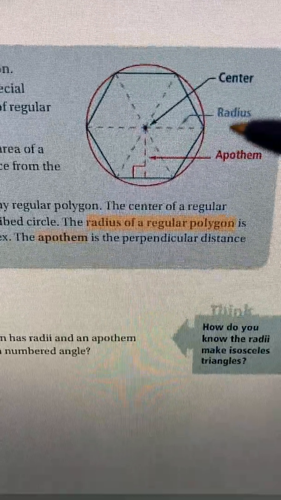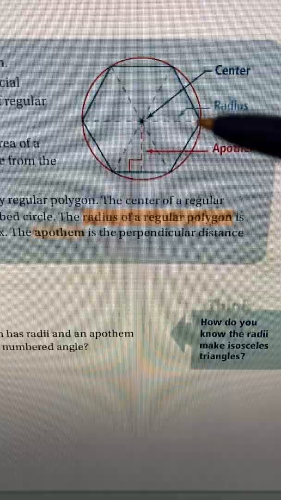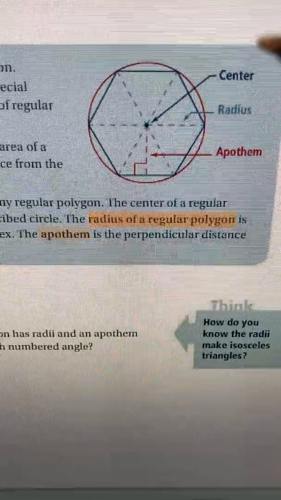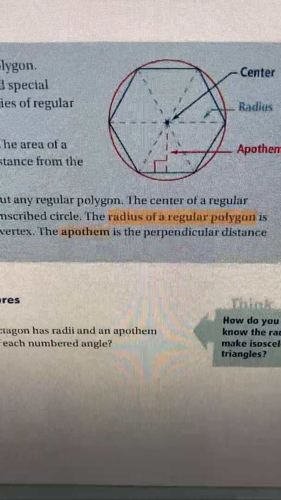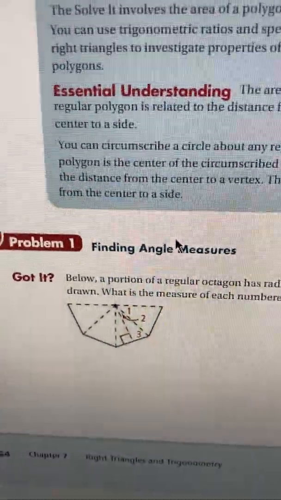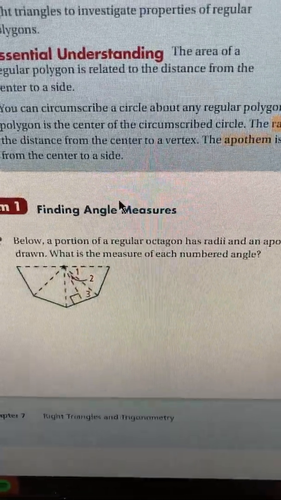You have the center of the circle, and then there you have your radius, which goes into the vertex of the polygon and touches the circle. So pretty much the new word right here that we need to know is your apothem. So we're going to go through an example, like the one at the bottom of your page. It is dealing with an octagon, and it wants to know the numbered angles.